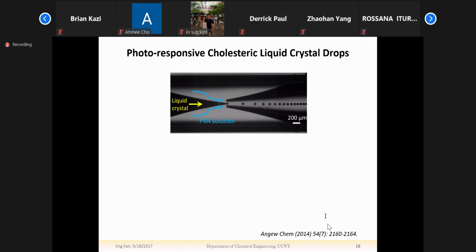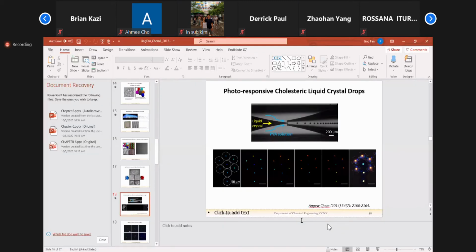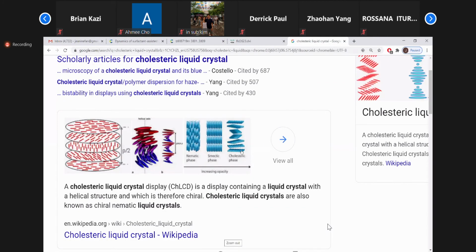I just want to share one. This is the website about cholesteric liquid crystal. So basically, liquid crystal is some matter that sits between solid and liquid. It can flow. Liquid crystal can flow. It's a liquid, but the molecules in the liquid crystal have some well-defined structure.